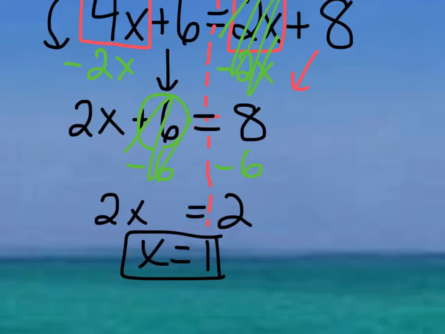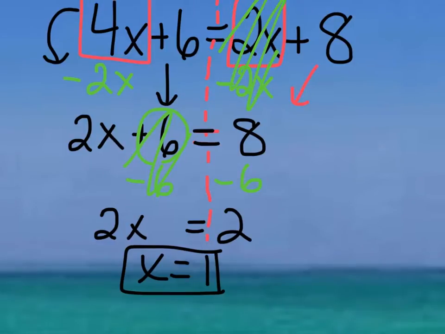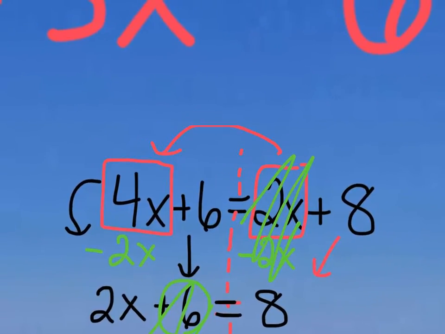So let's check that answer real quick. We got an x value of 1. On the left side, if I replace x with 1, it's going to be 4 times 1 plus 6. 4 times 1 is 4, and 4 plus 6 is 10.